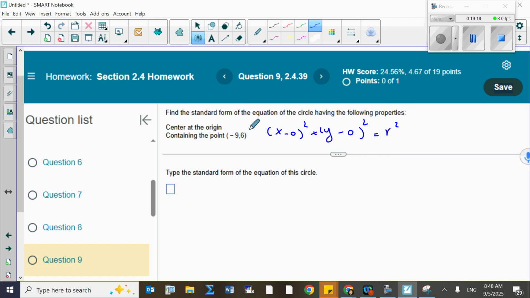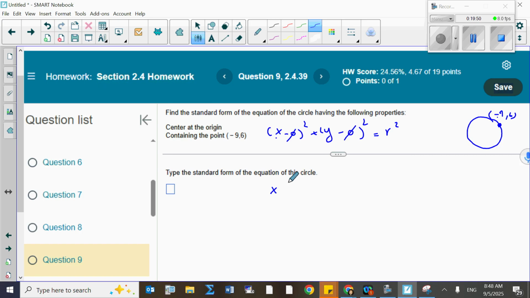All I know is that there's one point on the graph of the circle. So if this is my circle, there's one point here, which is negative 9 and 6. Well, if this is a point on the circle, that means if I plug that into my equation, it's going to match. So I'm just going to plug them in. x is negative 9 and 6 is the y value. So let's plug that here.